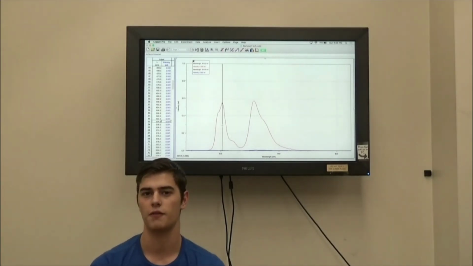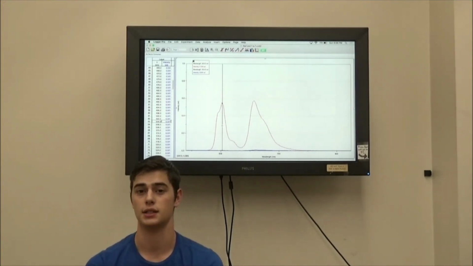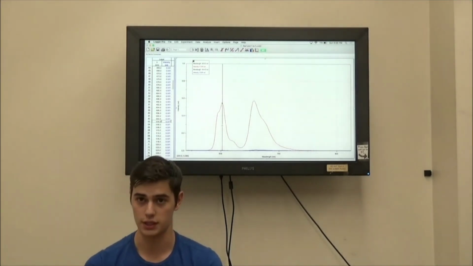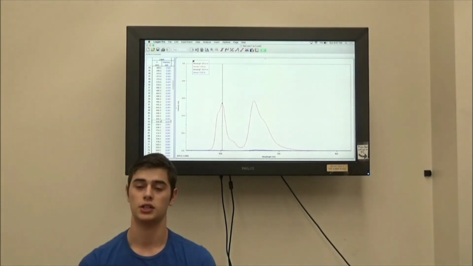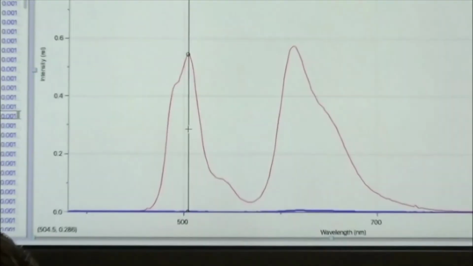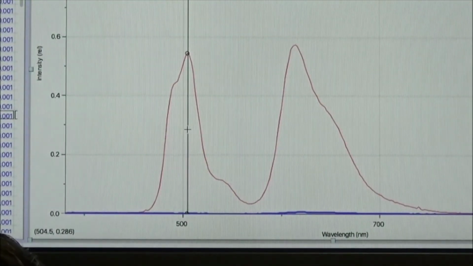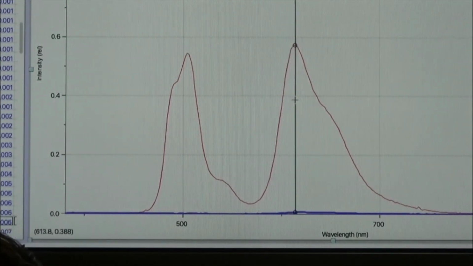There's two peaks on the graph because both the green dye and the red dye have different lambda maxes, which is their differentiating characteristic based on their molecular structure. Now, in our experiment, the green dye had a lambda max at 504 nanometers, and our red dye had a lambda max at 614 nanometers.